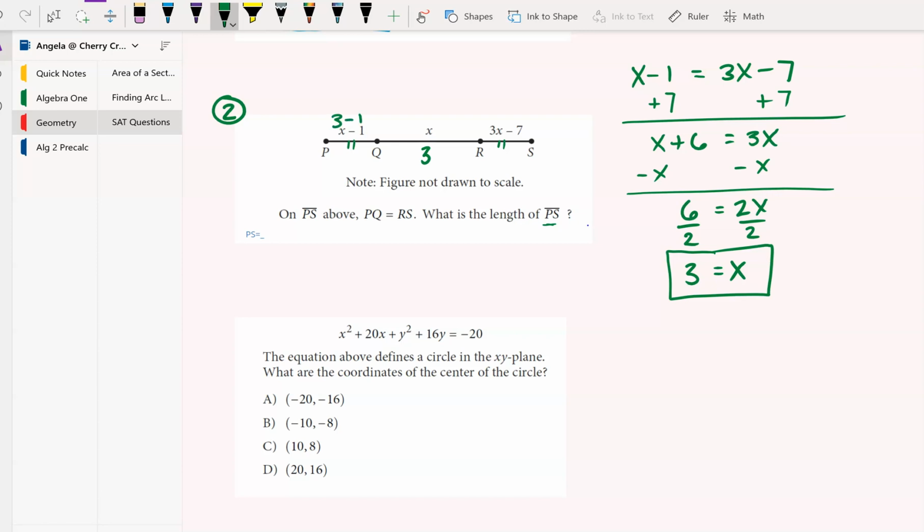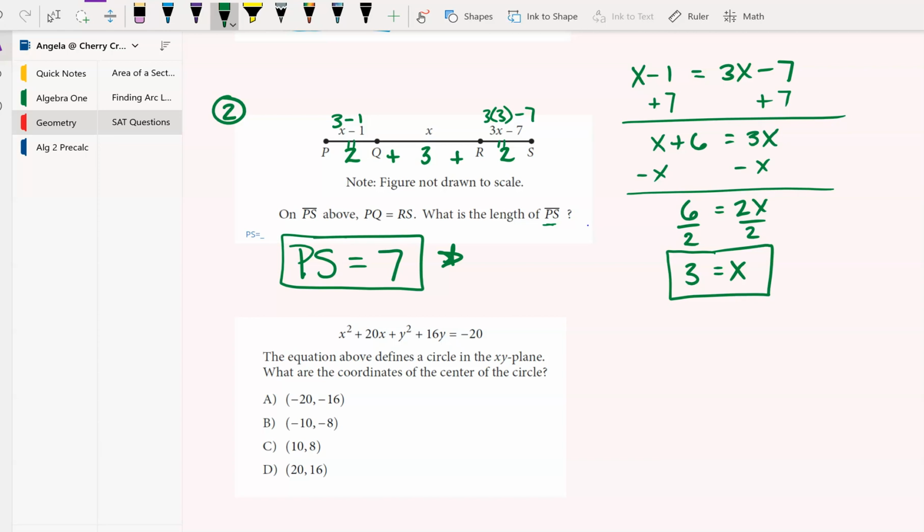This is going to be 3 minus 1, and 3 minus 1 is going to be 2, so that's going to be the length of PQ. And then as I substitute a 3 in here, it should also be 2, because remember these segments were equal. Let's see, 9 minus 7, yes, that is 2 as well. And as we add these together, we get a length of PS equal to 2 plus 3 plus 2, or 7. So that is the answer that you would want to select from your multiple choice answers for your SAT.